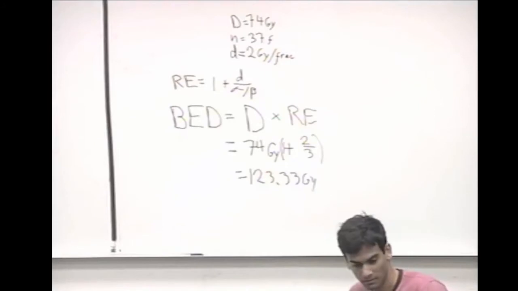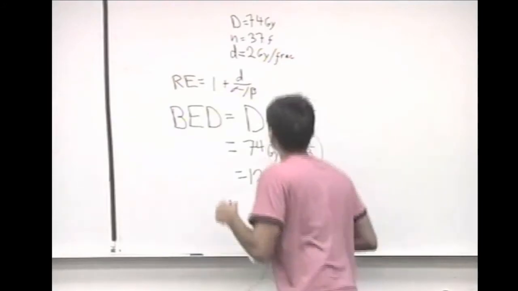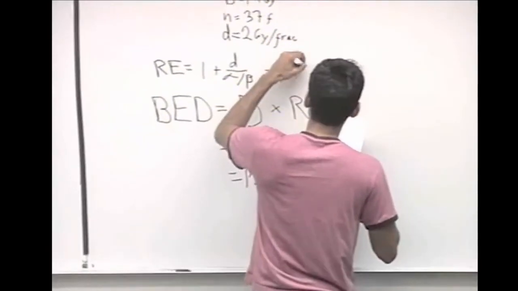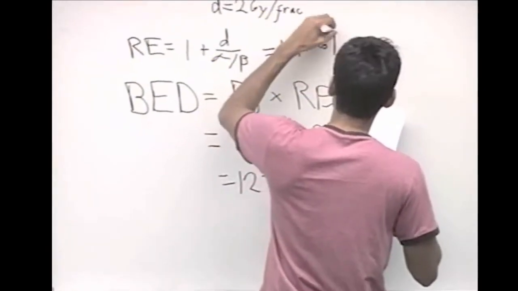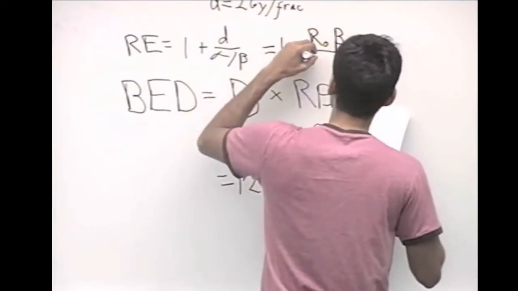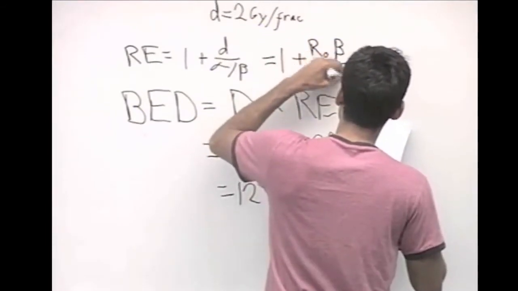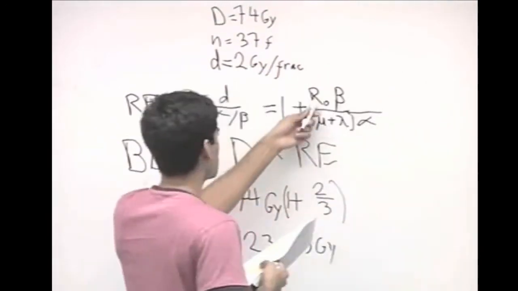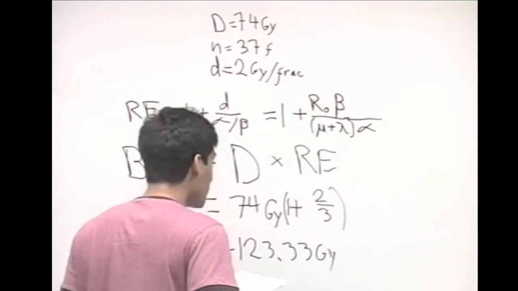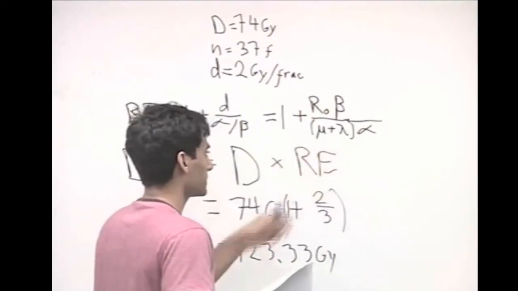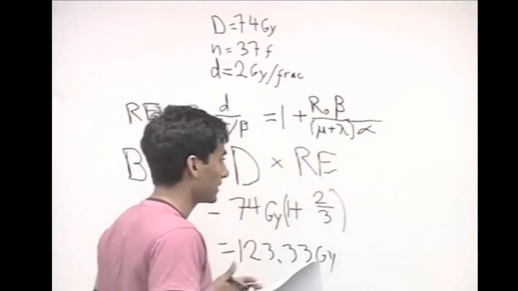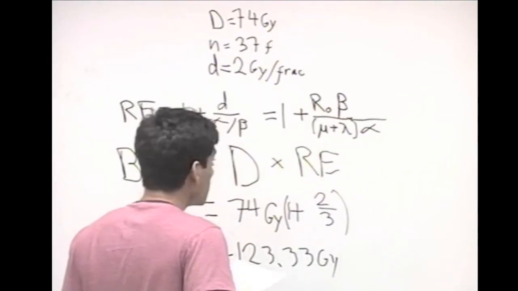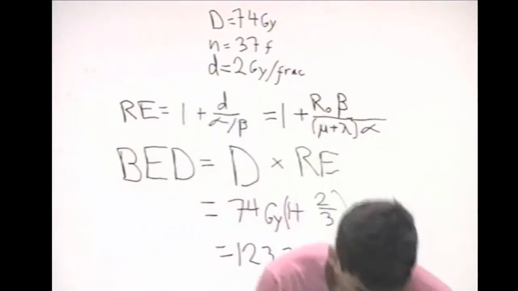So let me just write the expression. That's 1 plus R naught beta over mu plus lambda. This is called Dale's equation. So this R naught is the initial activity. Mu is the repair constant. Lambda is just the decay constant of the radionuclide. And then alpha and beta are the usual.